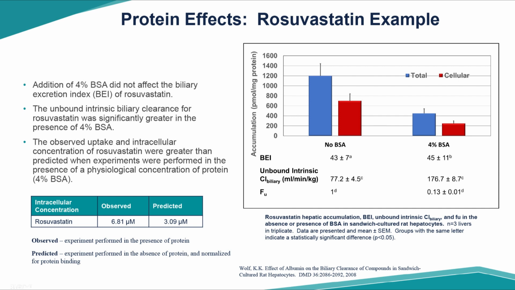But when we looked at the intracellular concentration or the intrinsic biliary clearance for Rosuvastatin, it was greater than what we would predict in the presence of BSA, as was the intracellular concentration. So you would predict, based on the protein binding, that you would get intracellular concentrations of about 3 micromolar. But when you actually did the study and measured it, they were about twofold of that. So there's kind of a disconnect here. Something unique is going on with Rosuvastatin.